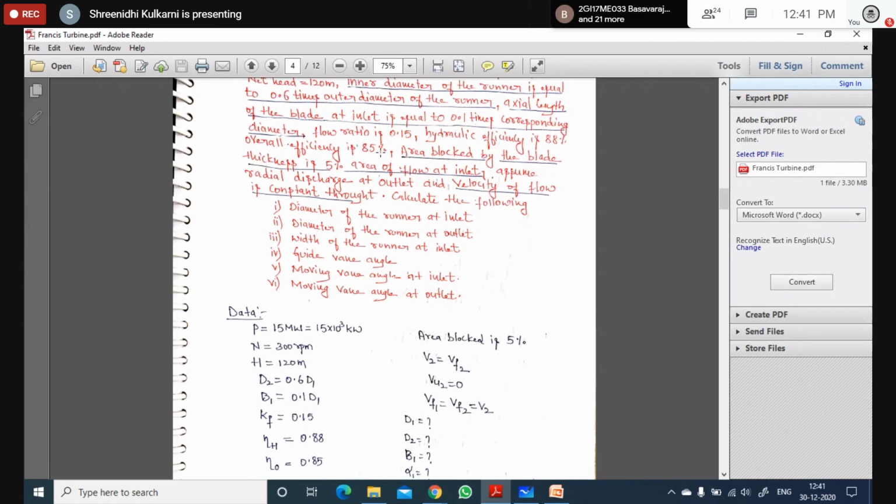Next, area blocked. Area blocked is 5%, because while calculating the discharge we have to consider this area blocked by 5%. Once again I'm highlighting here, area blocked by the blade thickness is 5% area of flow at inlet. This we have to consider while calculating the discharge. At that time we will consider this 5%. So 100 minus 5, we will get 95%. That I'm going to explain once again at a later stage.